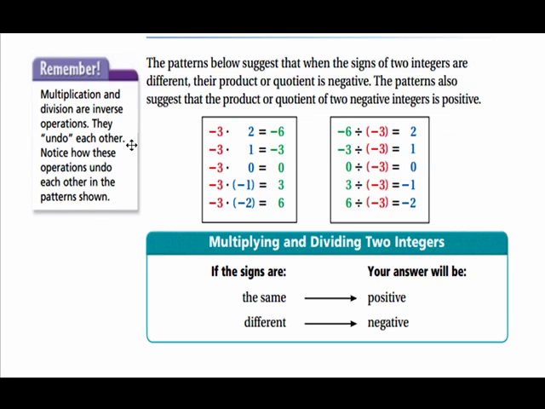Let's go ahead and look at this little box here. Multiplication and division are inverse operations. They undo each other. Notice how these operations undo each other in the pattern shown. So here we have negative 3 times 2 equals negative 6. The inverse is negative 6 divided by negative 3 equals positive 2. Okay, take a second to look over that chart.